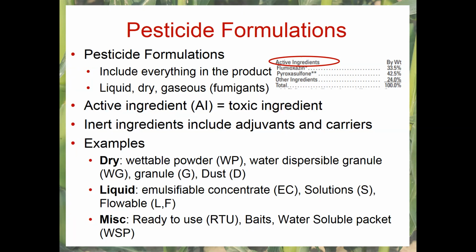A couple more miscellaneous common formulations are baits, which are a food substance combined with a pesticide. They attract the pest and kill the pest when it consumes the food. Also, water-soluble packet formulations, which when you open the container, you see small packets. They're designed to be placed directly in the tank, not opening the packets. The packaging protects the user from exposure. The packet will actually dissolve in water and release the pesticide.